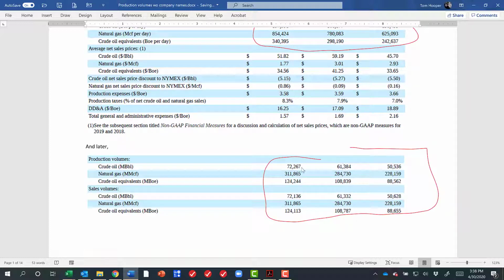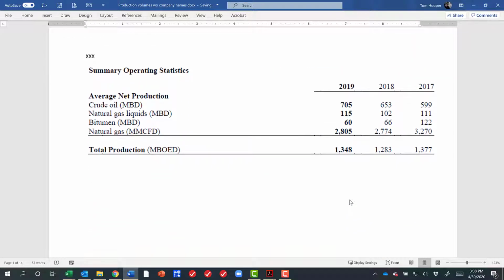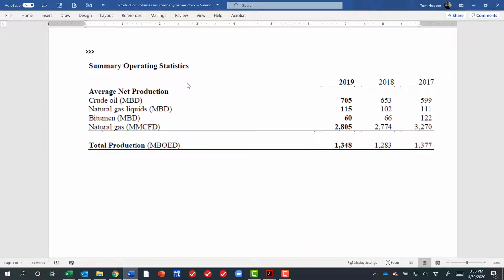And they even have a production volume versus a sales volume. Part of that difference, that's out of the scope of this video. I won't bore you with that. It's a very small difference. This one, I believe, Conoco.